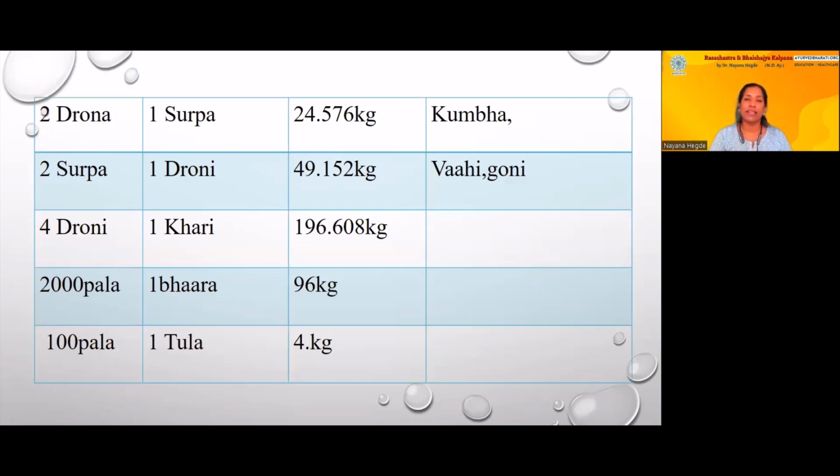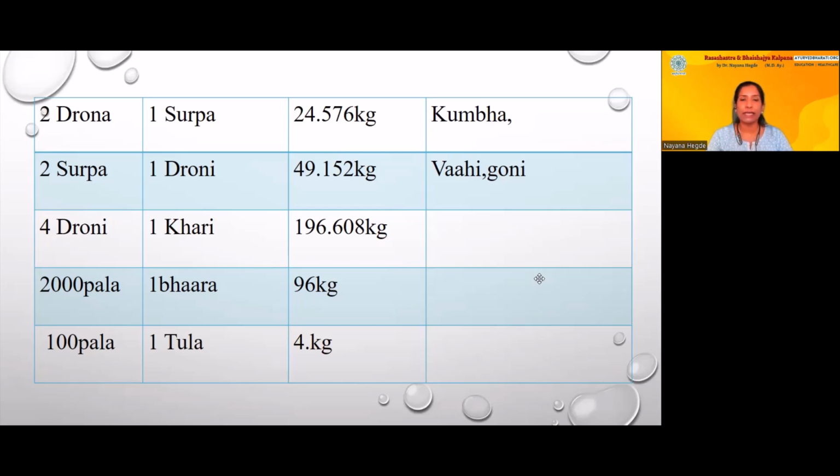Next is 2 drona is equal to 1 shurpa, metric weight 24.576 kg. Synonym is kumbha. It's a bigger vessel compared to the previous vessels, that is kalasha, gata, unmana. Kumbha is a little bigger vessel compared to gata or kalasha. 2 shurpa equal to 1 droni. The metric equivalent is 49.152 kg. The synonyms are vahi, goni. For example, in Kannada, 1 goni sakkare is approximately 50 kg. So here we can see the relevance of the word goni or vahi.